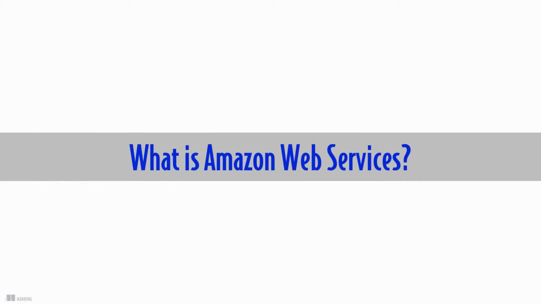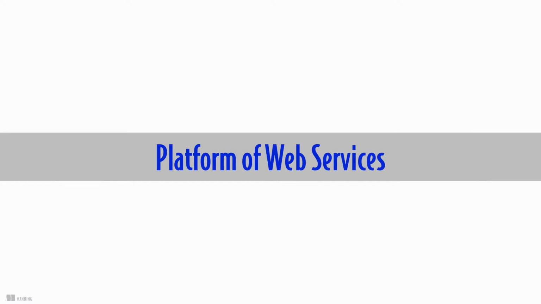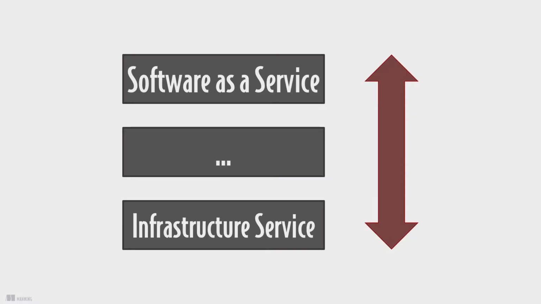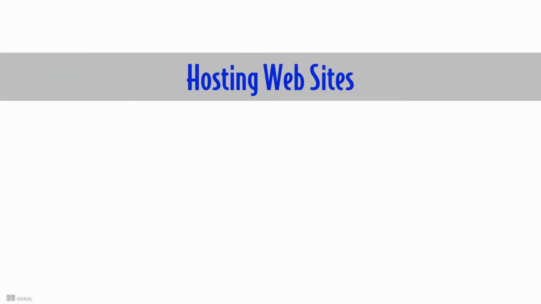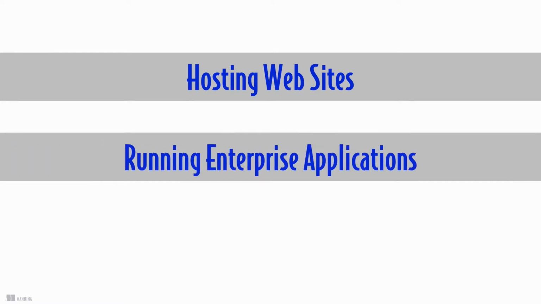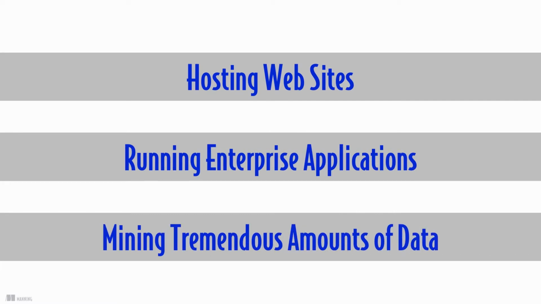So back to the question, what is Amazon Web Services? Amazon Web Services is a platform of web services, and they are offering computing, storing and networking at different layers of abstraction, from infrastructure services to software as a service offerings. You can host your website on AWS, but as well run your enterprise application there or mine tremendous amounts of data with their highly scalable infrastructure.